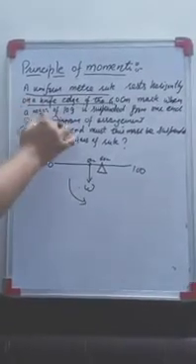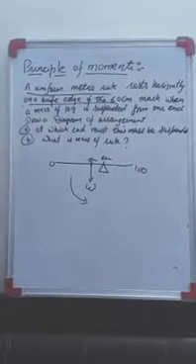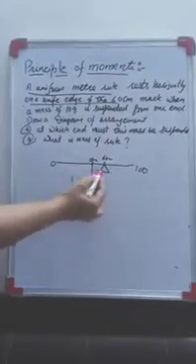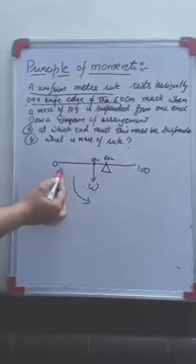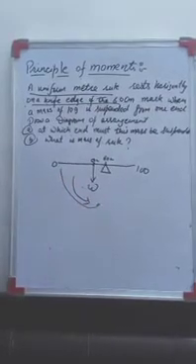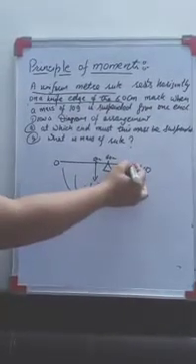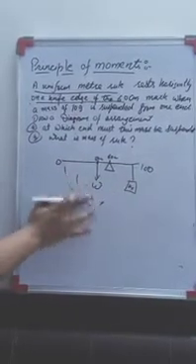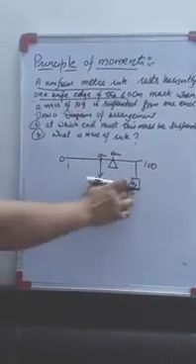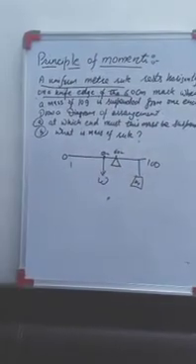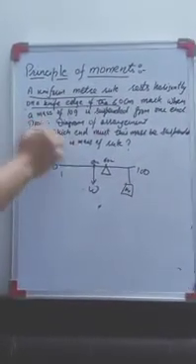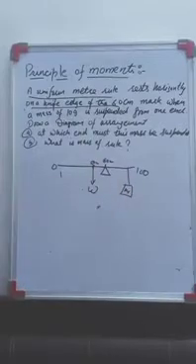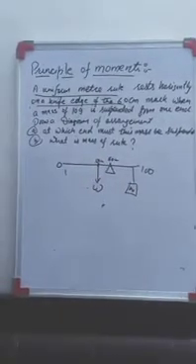a mass is suspended from one end. So the mass should be here or here. If I put the mass over here, the rotation will be in the anti-clockwise direction. But if I put the mass over here, then this anti-clockwise rotation can be balanced. So first, draw the diagram. The mass will be here.